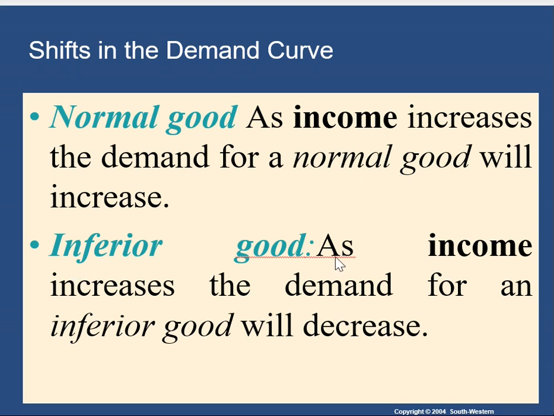In the case of an inferior good, as income increases, the demand for an inferior good will decrease. It means there is a negative relationship between income and demand for an inferior good. As your income increases from 1000 Omani Riyal to 2000, instead of increasing the demand, you are decreasing the demand for an inferior good. Okay, look here in the picture.